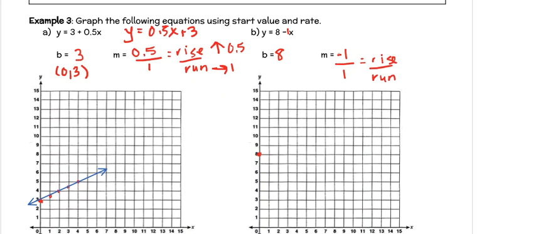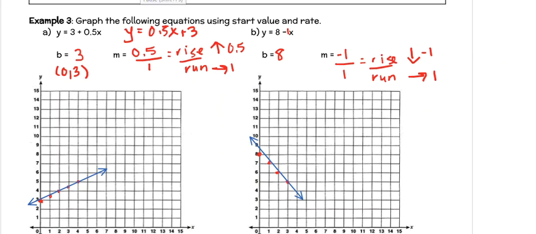So this time, because it's negative, you're taking the elevator down -1 spot, and you're going to the right one. So from that point over here, you're going down 1 to the right one. Going down 1 from there to the right one. And you can create as many points as you need from that. And you connect them. And again, my connecting with this is not always wonderful, and I'm not going to judge you on yours either. Just do your best with it. But that's how you graph a linear equation using the start value and the rate.